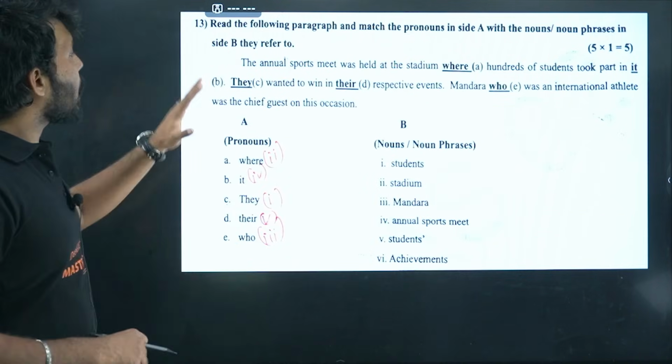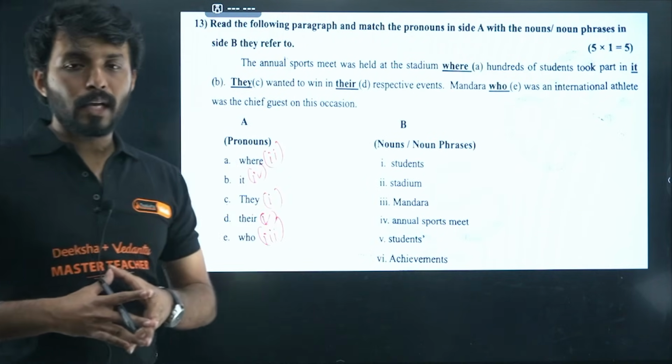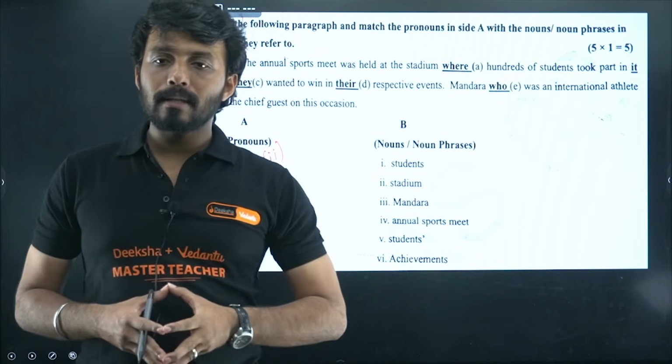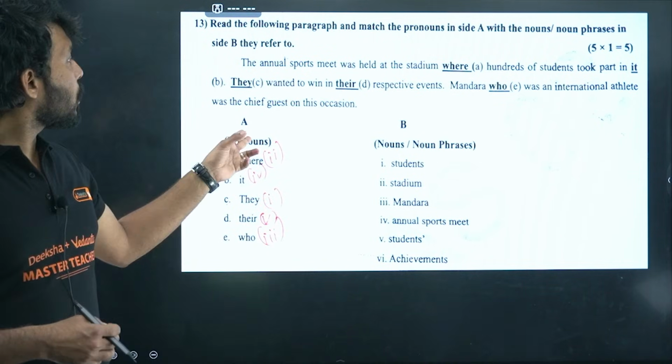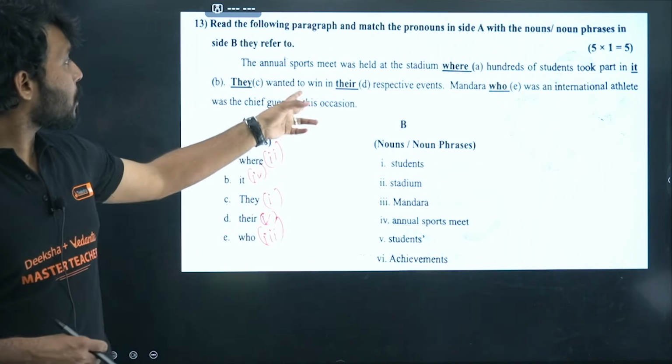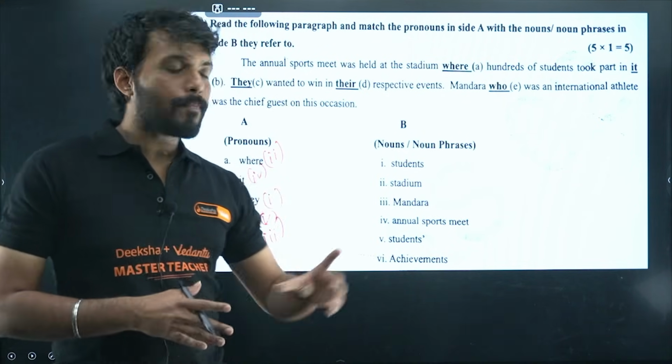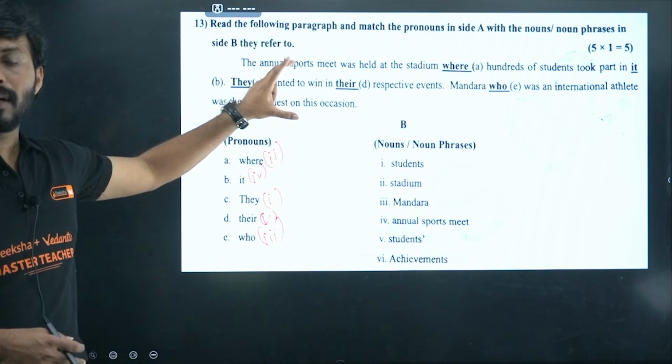Moving on, lastly, you will have one 5-mark question, again from the grammar part. You have to match the following. It's a match the following question. So you have to match the pronoun to the respective noun or noun phrases. A small excerpt will be given to you, okay?